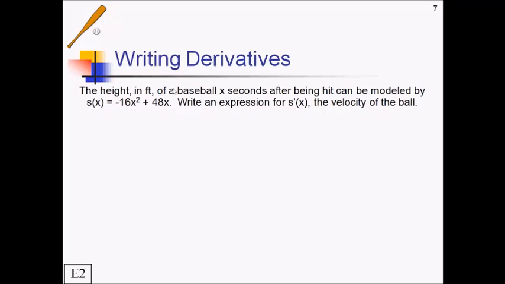So let's say the height of a baseball x seconds after being hit is modeled by this height function. We want an expression for s prime of x, the velocity of the ball. So essentially, you're going to take this and apply this Newton form to it, and you're going to leave x around because I didn't give you a specific x value to plug in. All right, let's see how that went.